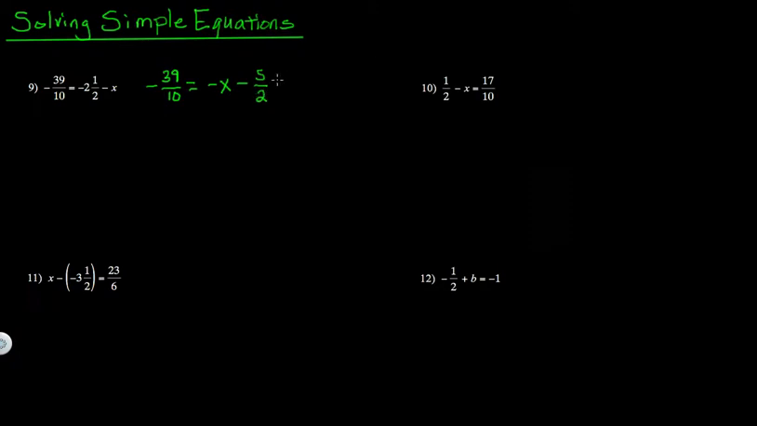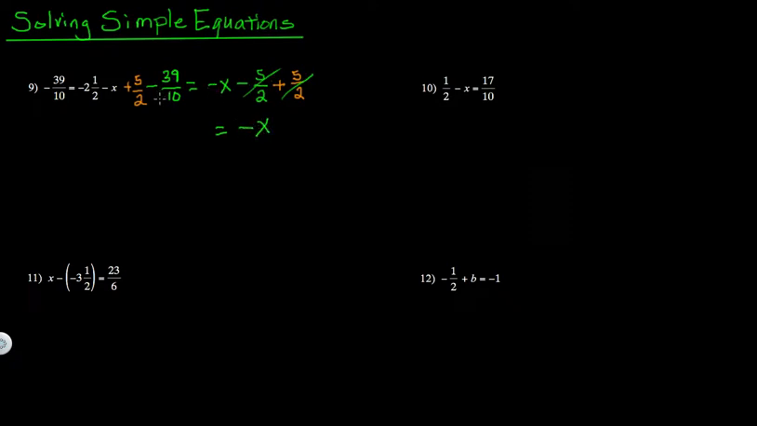So we're going to add 5 halves to both sides of this equation. And this time I'll write it horizontally, or in line, to show you that you can do it both ways. So plus 5 halves on the right and plus 5 halves on the left. All right, so on the right side, minus 5 halves plus 5 halves, these cancel out with each other, and we're left with negative x, or minus x.